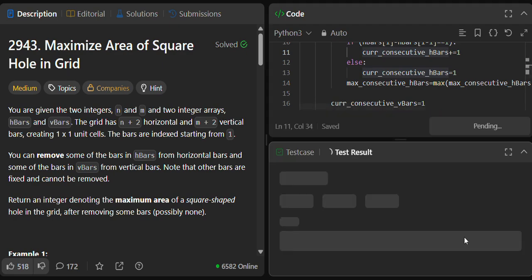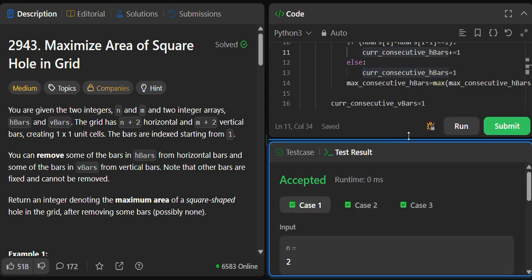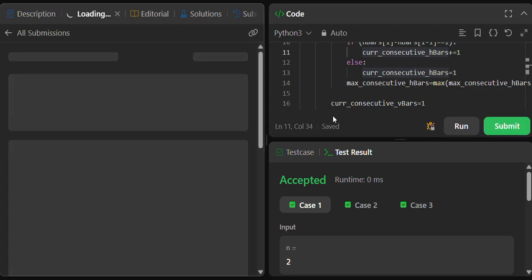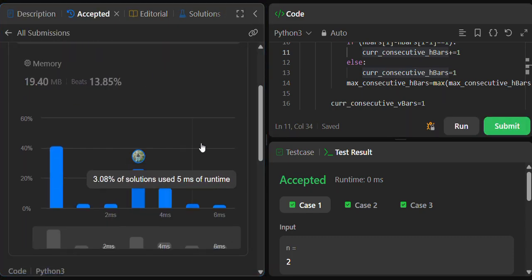Now run the code. Now submit. Yeah, so our code is running good.